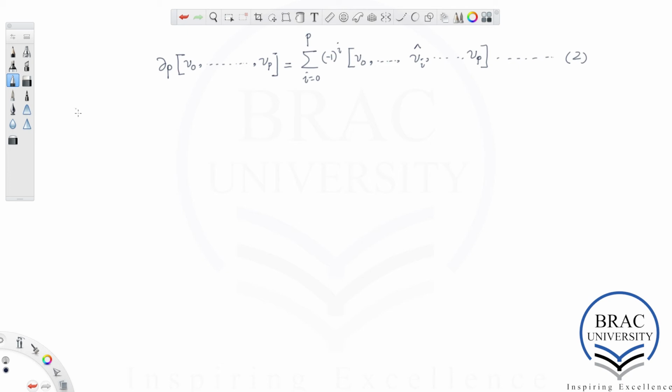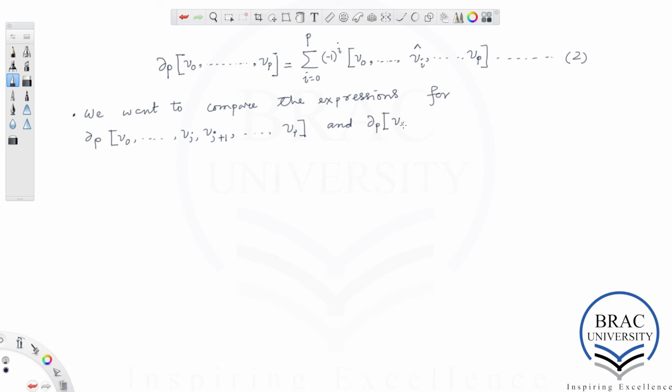So we want to compare the expressions for del P of V0 ... VJ, VJ plus 1, all the way up to VP, and del P of V0 ... VJ plus 1, VJ, all the way up to VP. So we want to compare these two expressions and see what happens.